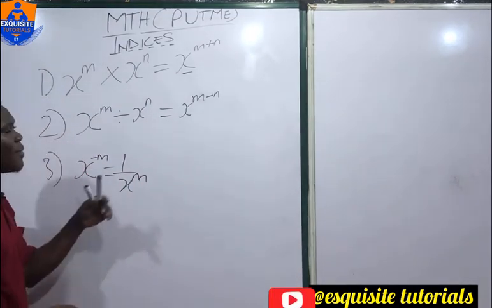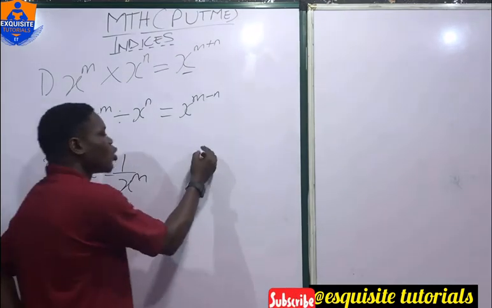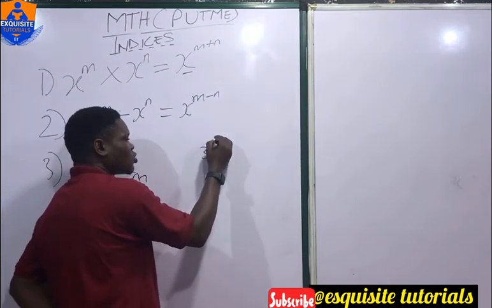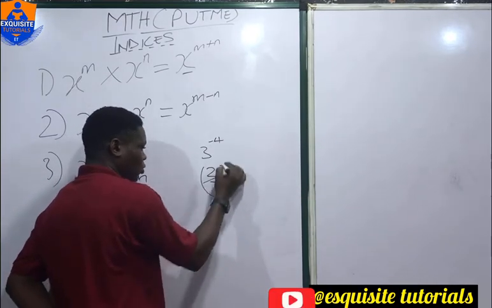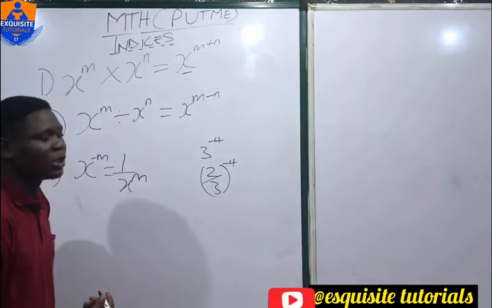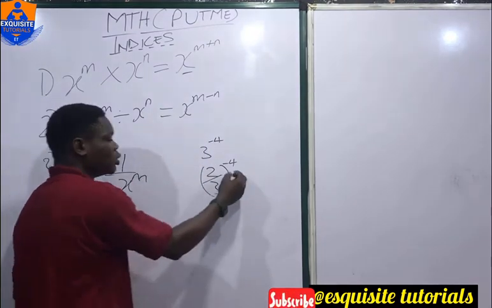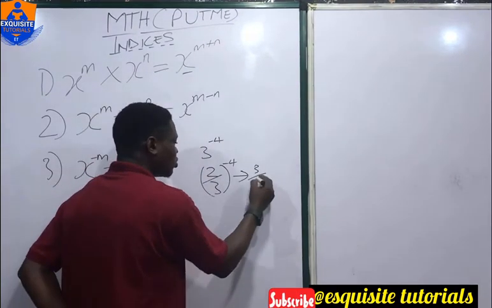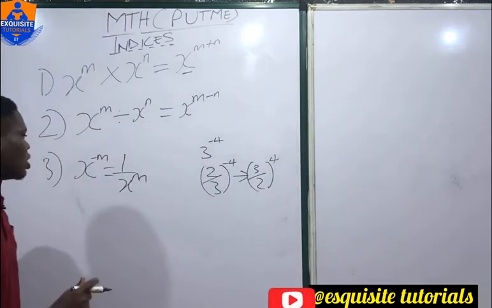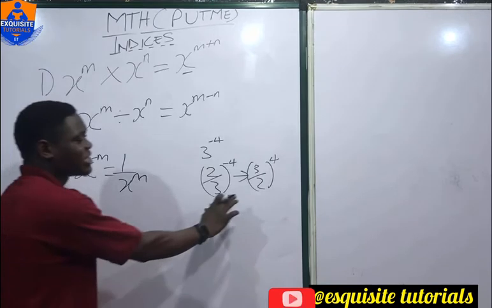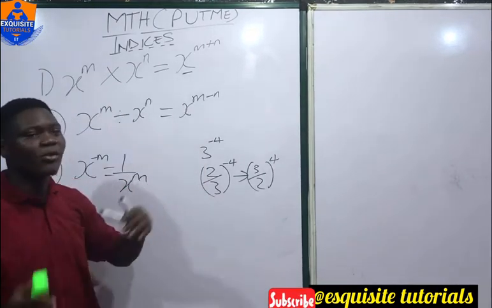This third law can be extended to another law, which says that supposing it was not 3 raised to the power minus 4, supposing it was 2 over 3 raised to the power minus 4. What you do to remove this minus sign is to interchange the numerator and the denominator. So this is the same thing as 3 over 2 raised to the power 4. Here the minus sign has gone out. So this law is actually an extension of this. So like I said, all these laws will lead to several other laws.